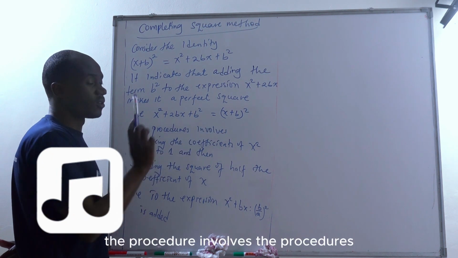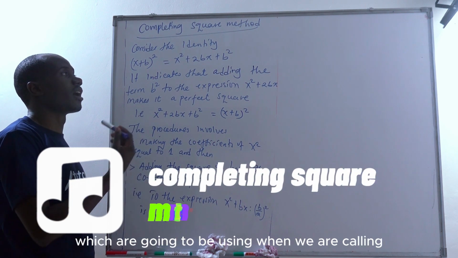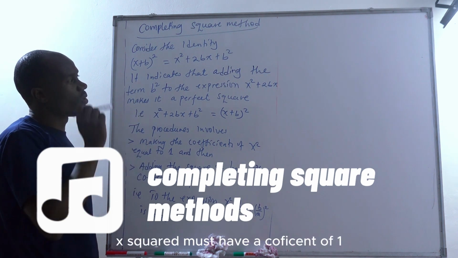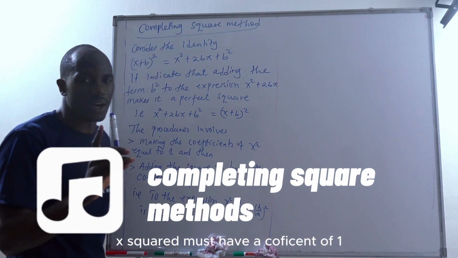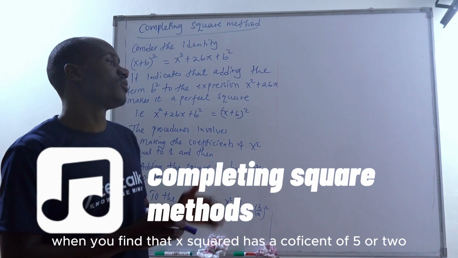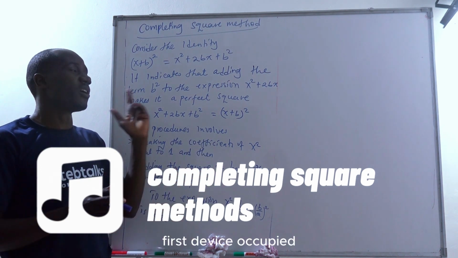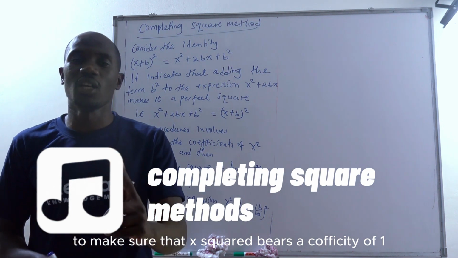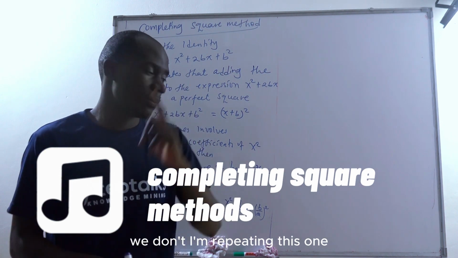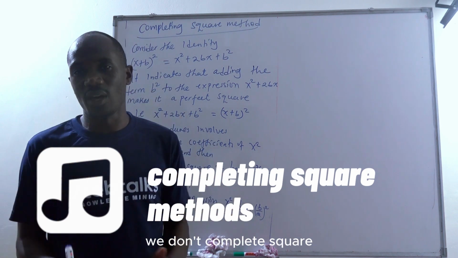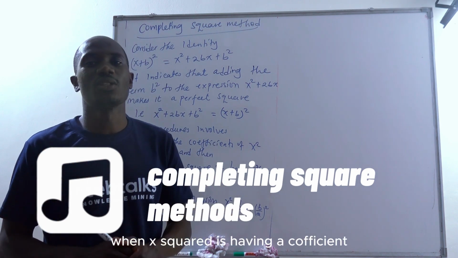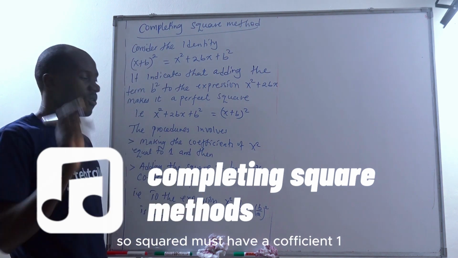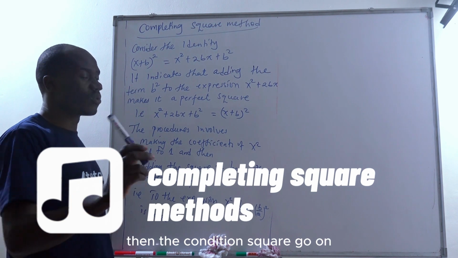The procedure involves the steps which we are going to use when we are completing the square. The first one is that x squared must have a coefficient of 1. Even if you find that x squared has a coefficient of 5 or 2, first divide throughout by it to make sure that x squared bears a coefficient of 1. I'm repeating this: we don't complete the square when x squared has a coefficient which is more than 1. So x squared must have a coefficient of 1. Then the completing square will go on.